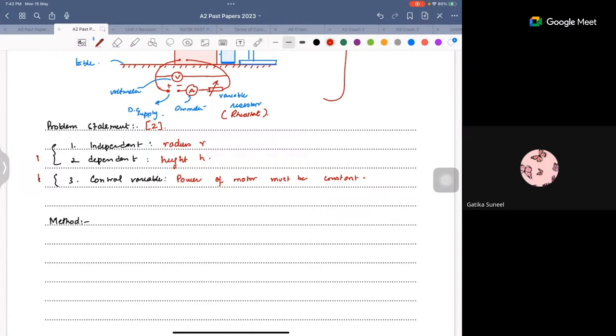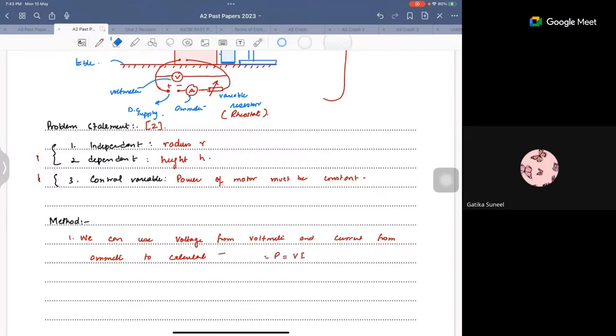So first of all, we can use voltage from the voltmeter and current from the ammeter to calculate power by doing power equals VI. Okay, like that. So you can basically do this.